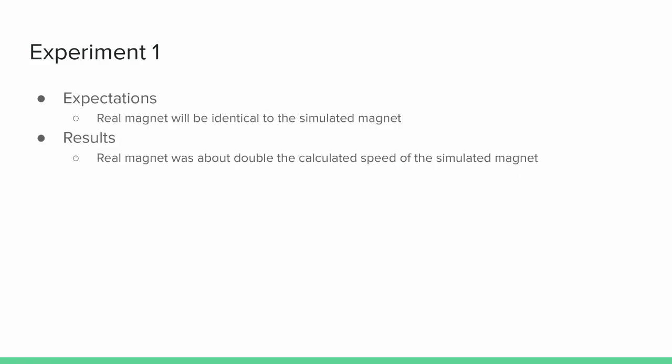The expectations are that the real magnet would be identical to the simulated magnet. However, the real magnet was about double the time of the simulated magnet, or a little more actually. And now, we will get into the conclusion.